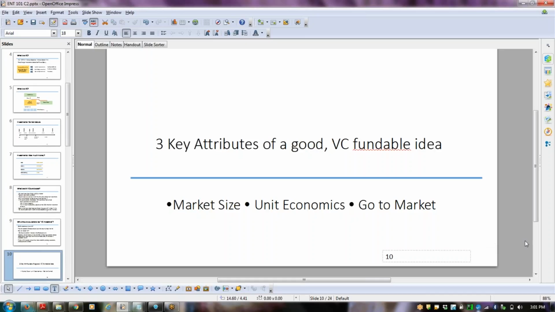So at this point, let's take a small break of 5 minutes. We'll come back at 3:05. Then we will take up these 3 topics one after the other and go into them deeper. Especially market size and unit economics, they're going to be big topics. Let's go into it. We'll meet at 3:05.